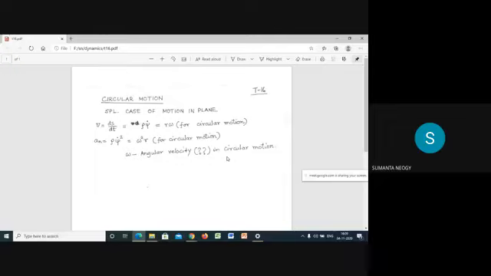Especially on path coordinates and polar coordinates, we have to solve a large number of problems. Exactly. And that we'll do at least 10-12 problems.